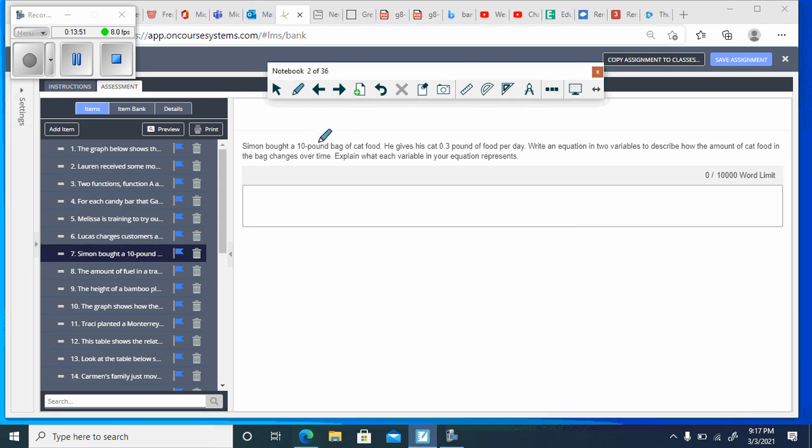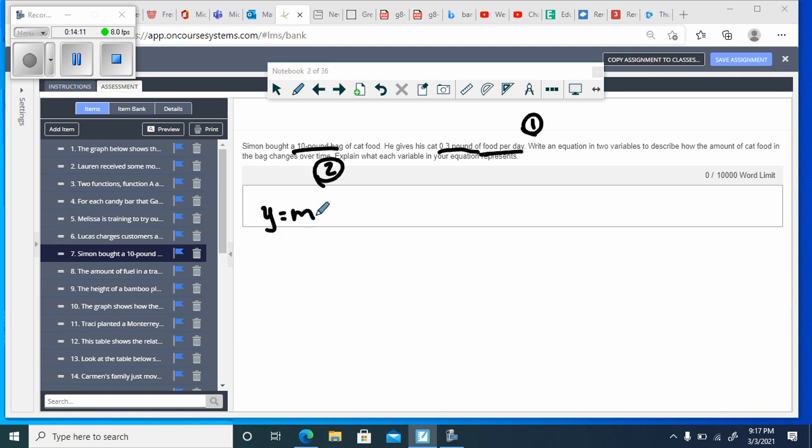Simon bought a 10-pound bag of cat food. He gives his cat 3/10 of a pound per day. That means that's your rate of change. Write an equation in 2 variables to describe how the amount of cat food in the bag changes over time. Explain what each variable in your equation represents. So there's 2 things to do. Let's write our linear equation.